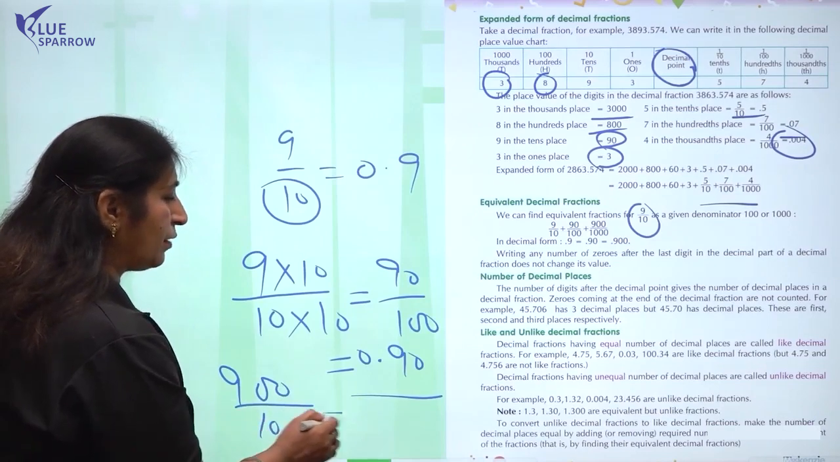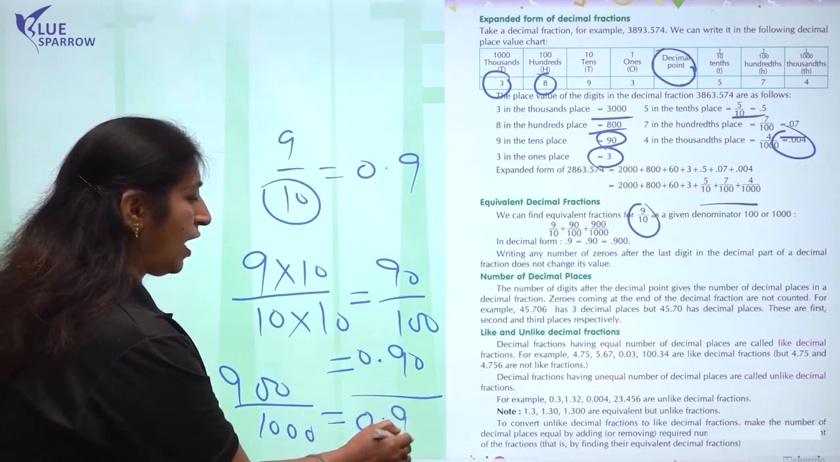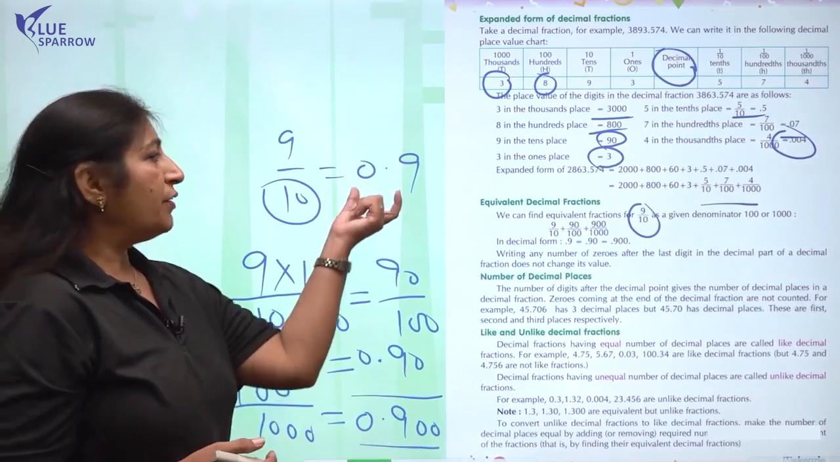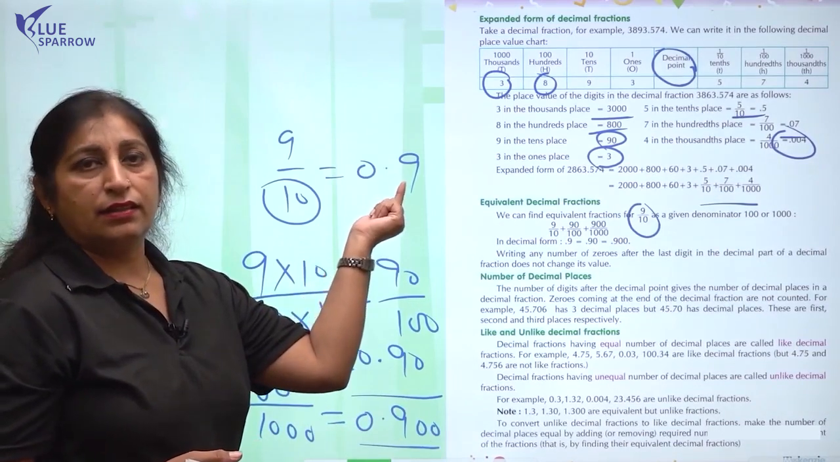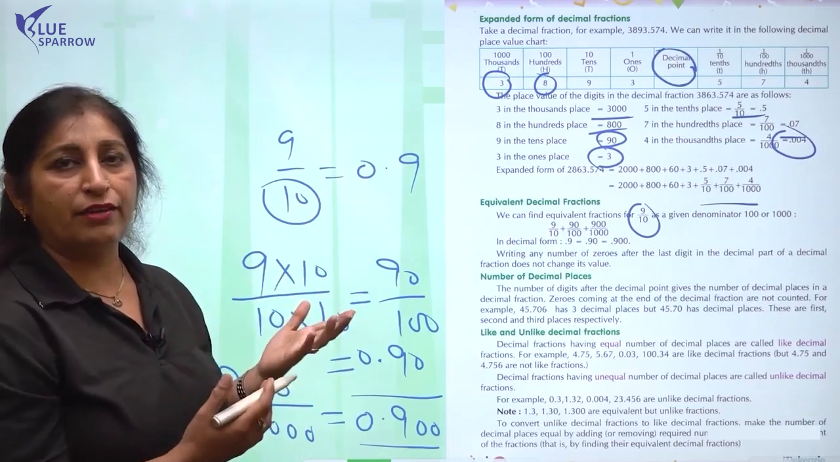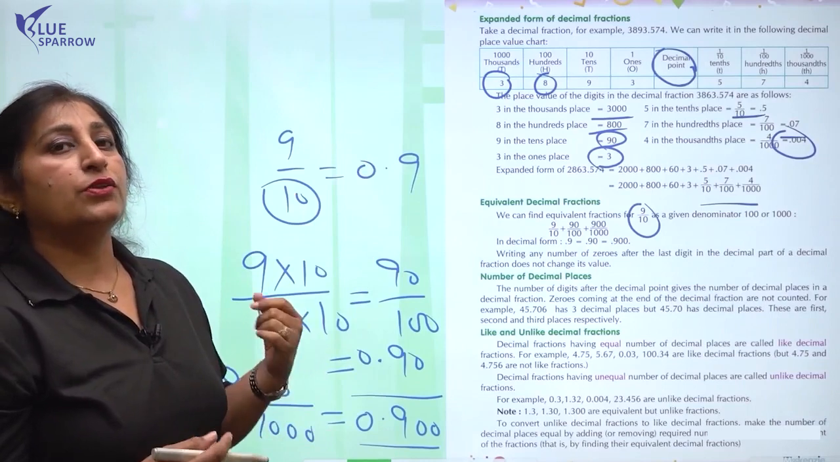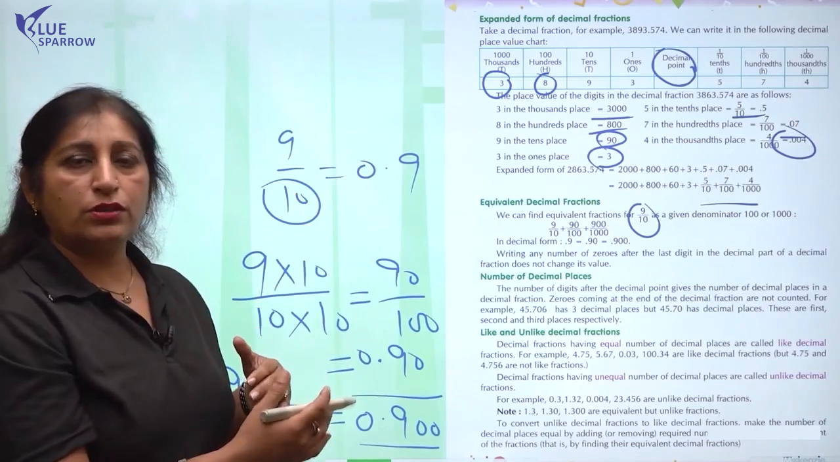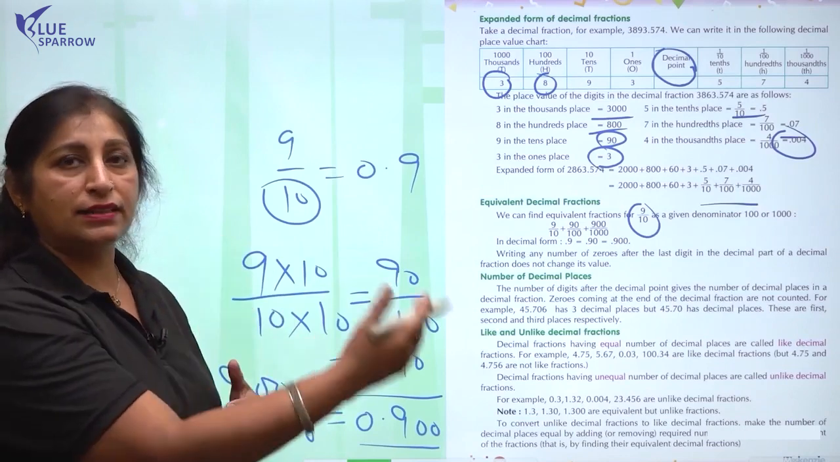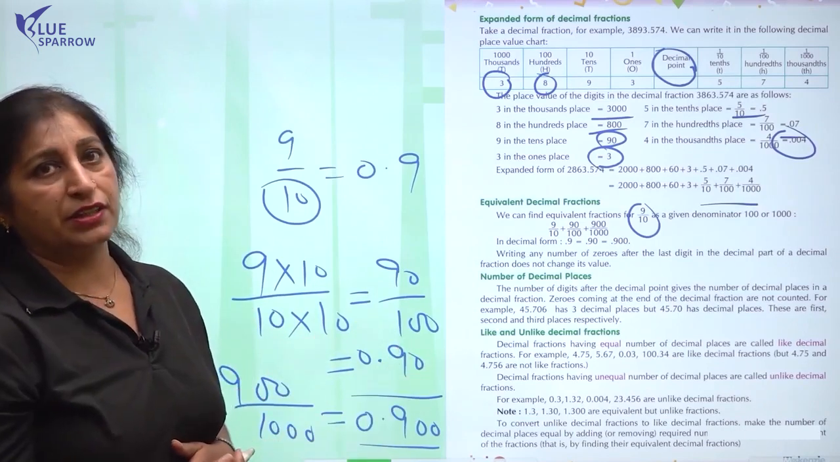And that number can be written as 0.900. It means if you are having a decimal place with a single digit, or double digit maybe, like you may get 0.95 also, you can just put one more zero, two more zeros, three more zeros in the decimal part on the right hand side to get the equivalent fractions.